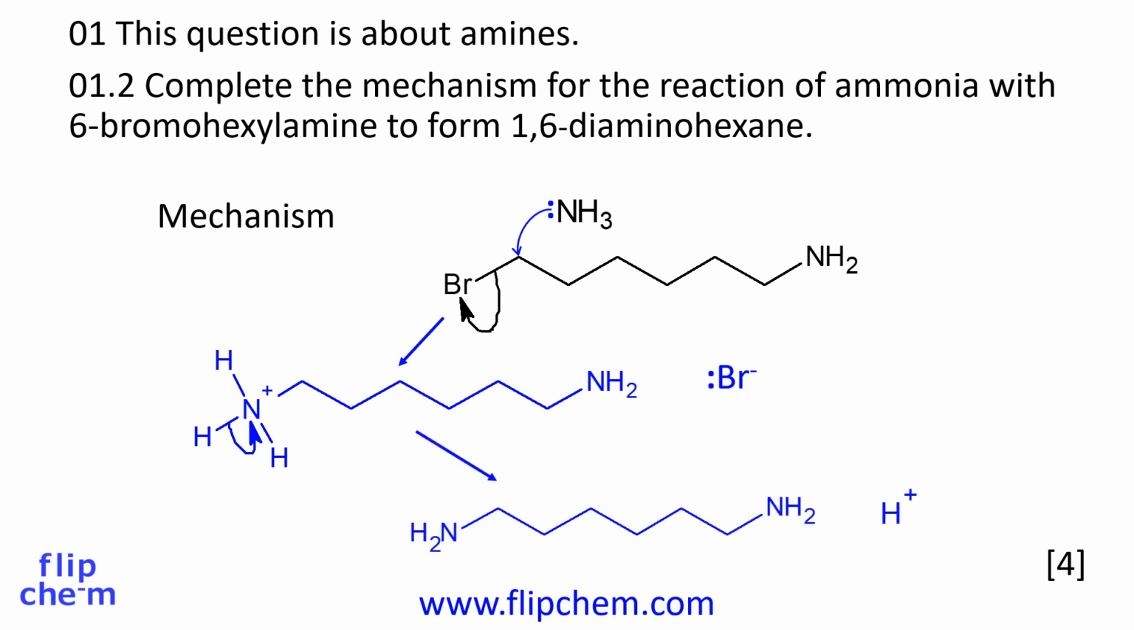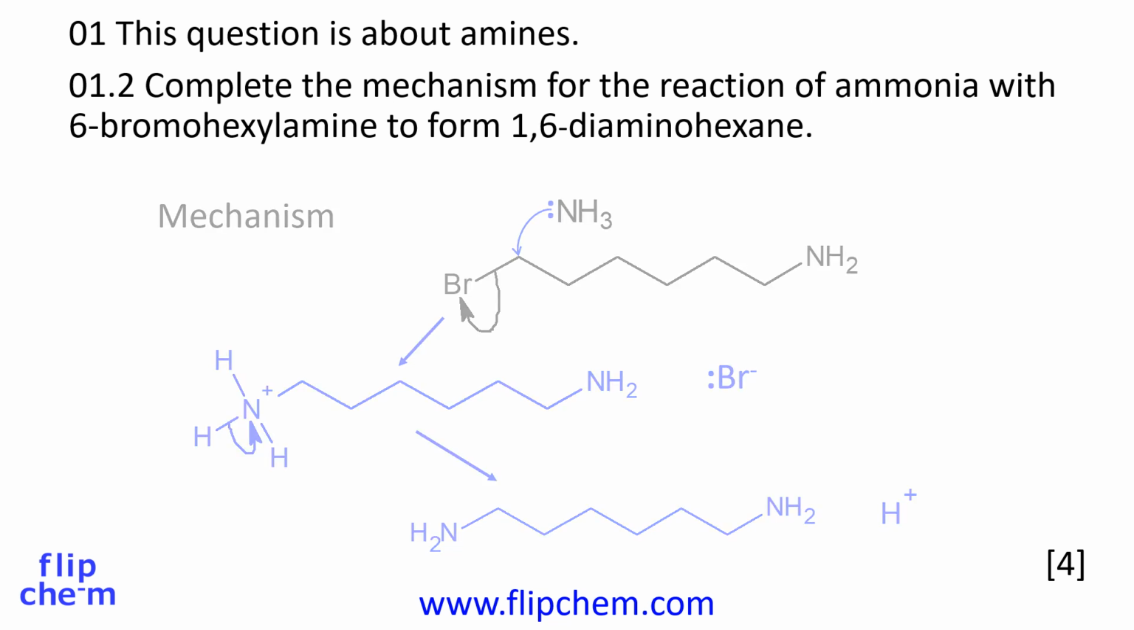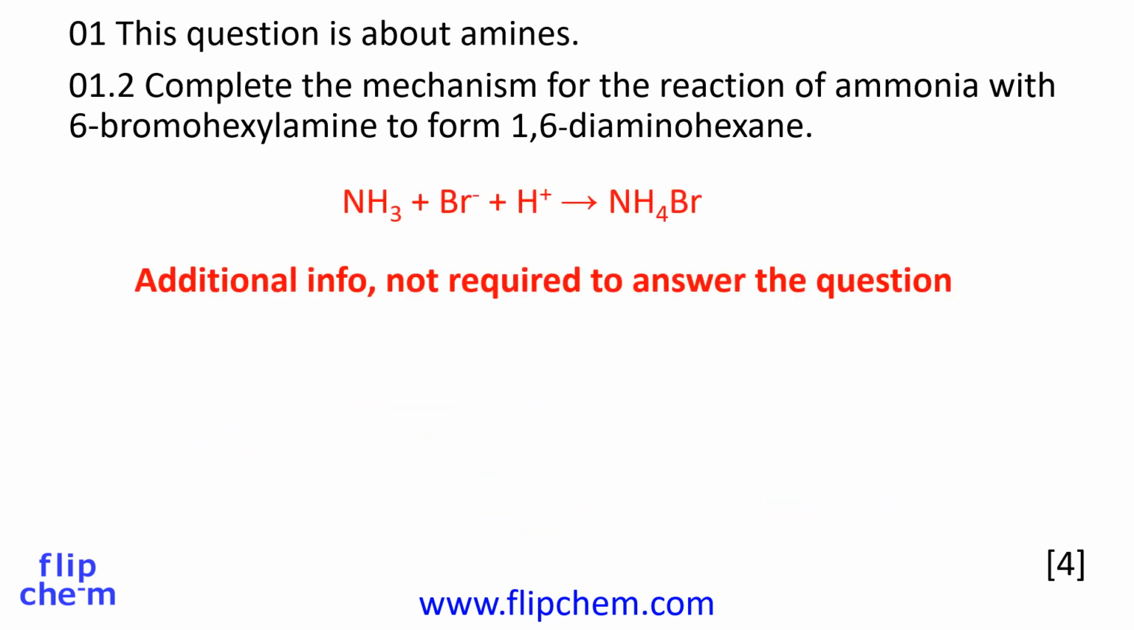The final step shows the formation of the amine. H+ ions are also produced. If you look back at the first part of the question, you'll see that ammonium bromide is also a product. H+ ions are mopped up by excess ammonia molecules to make the ammonium ion. Bromide ions are also present.